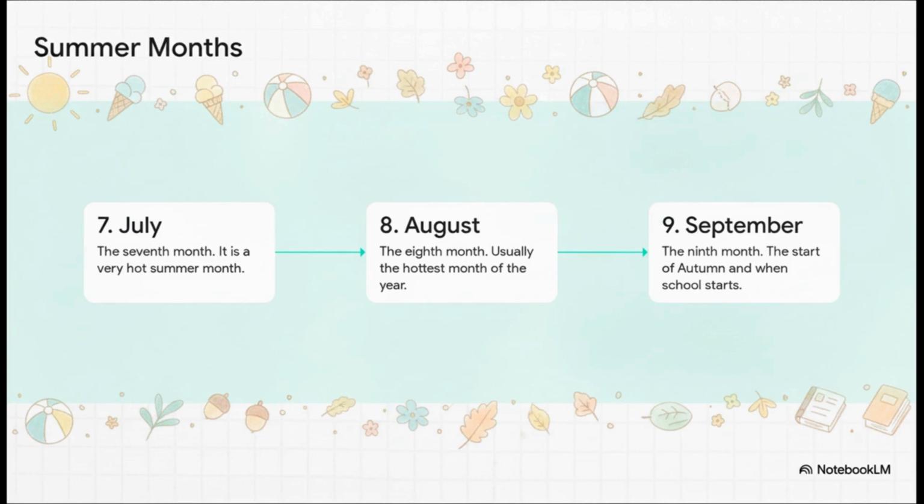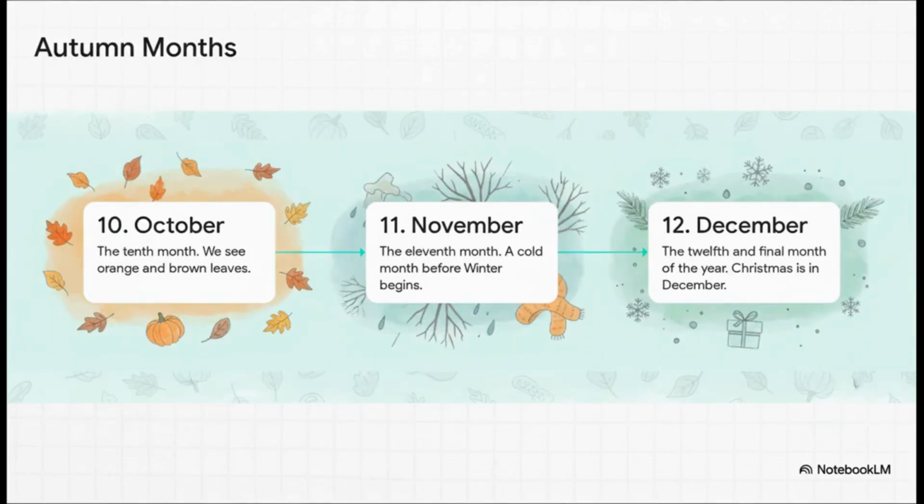Then we have number 9, September, when summer starts to cool down into autumn. Let's try this sentence. I go to the beach in July and in August. Your turn. And here we are, the last 3 months of the year. Number 10 is October, that classic autumn month with all the orange leaves. Let's say October.